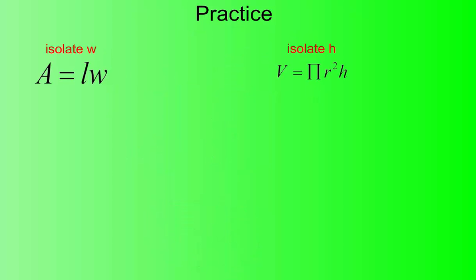Here are a couple of equations for you to practice on your own. The one on the left is for the area of a rectangle, and the equation on the right is for the volume of a cylinder. Try isolating W on the left and H on the right. Pause the video until you have had a chance to try that, as the solutions will be on the next page.